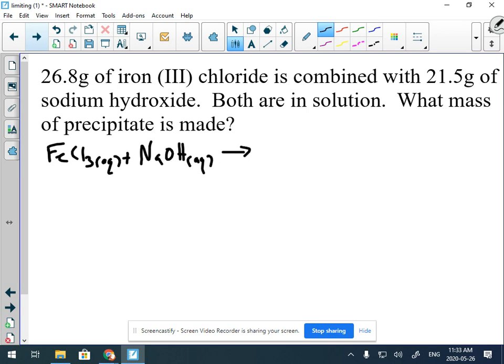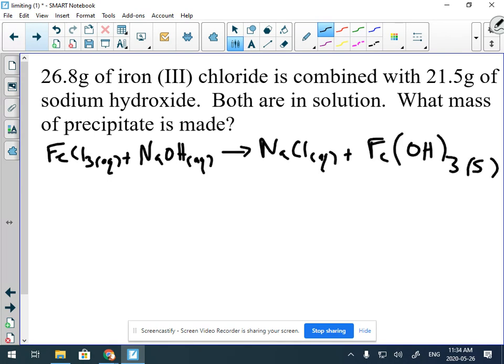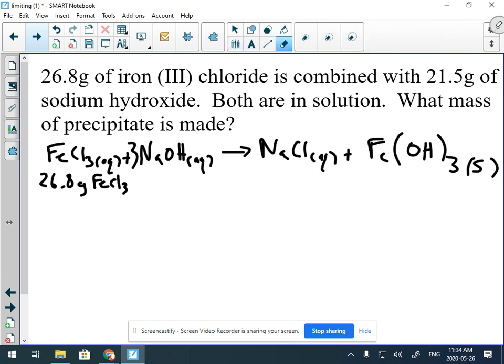It's a double replacement. We get sodium chloride, pretty sure that's soluble, and iron 3 hydroxide. Okay, pretty sure that's our precipitate, and it is when I check my table. Balance this out, I need a 3 there. Okay, we've got 26.8 grams of iron chloride, and we have 21.5 of sodium hydroxide. And we need to figure out the mass of precipitate.